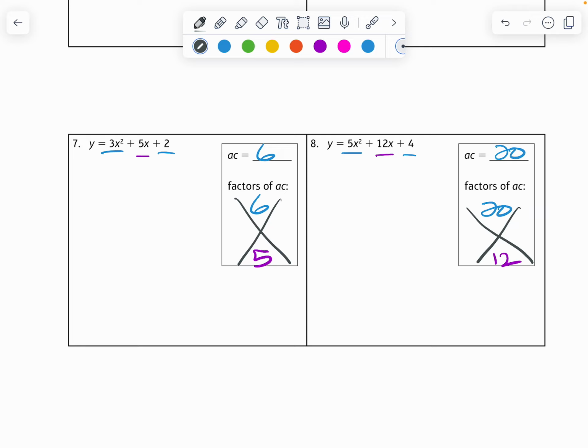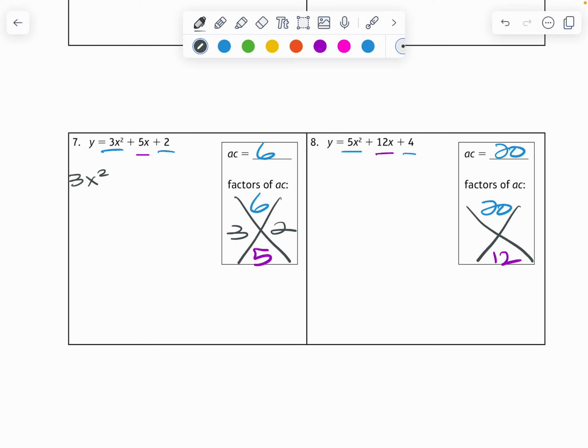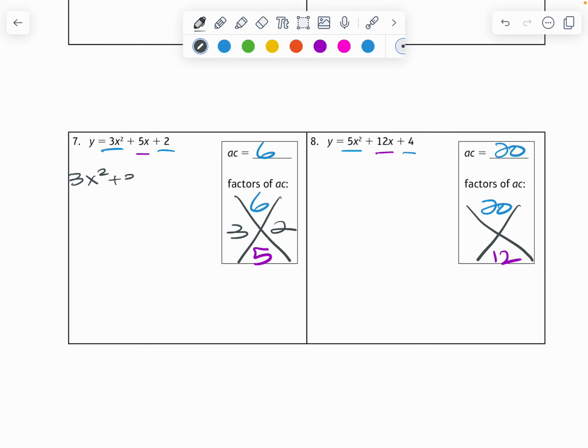All right, you should have ended up with 3 and 2. Rewrite the problem, 3x squared plus... Now, you can put the 2 first or the 3 first. I like to put them where they're going to have something in common. So if I put the 3x here, they'll both have a 3 in common. Look at that. And don't forget, what comes next?